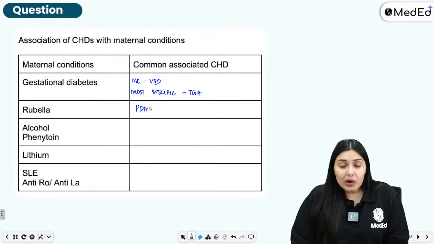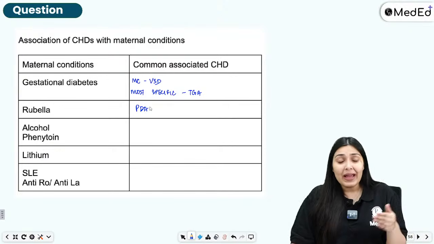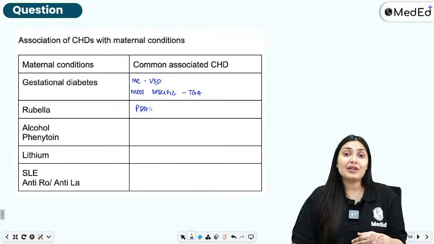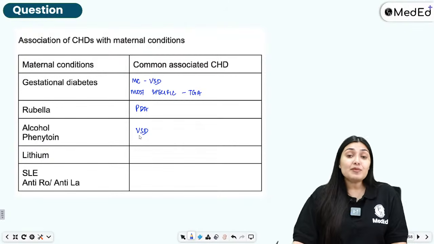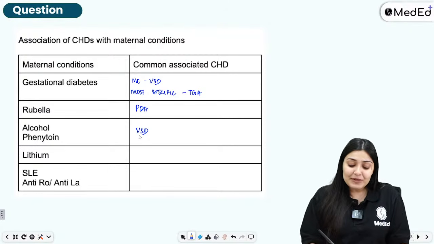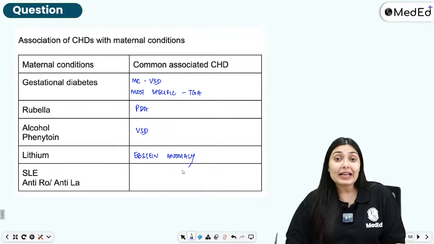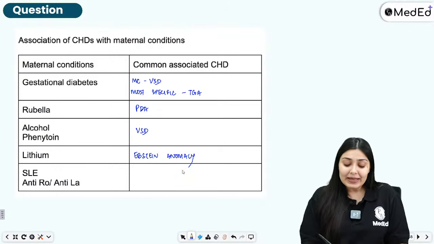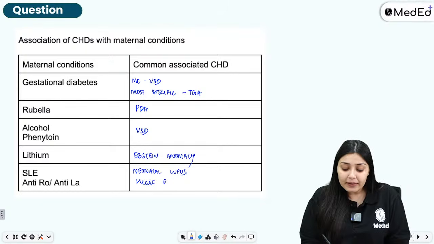If the mother is alcoholic or the mother is taking phenytoin, the baby is going to have fetal alcohol syndrome and fetal hydantoin syndrome. In both of these syndromes, VSD is a commonly associated congenital heart disease. If the mother has bipolar disorder and taking lithium, the baby has chances of which anomaly? Epstein anomaly. And lastly but not the least, if the mother has SLE and anti-Ro antibodies, the child is going to have neonatal lupus. In neonatal lupus, you see heart blocks, so this child will have bradycardia.